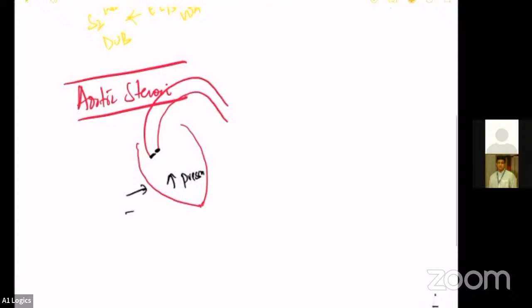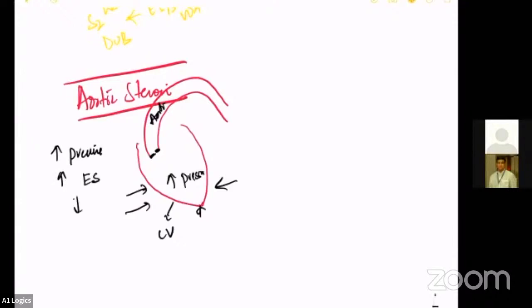Okay. So it has to do a lot of work. This is the left ventricle, and this is the aorta. Now, in aortic stenosis, the left ventricle pressure increases. So there is an increase in pressure in the left ventricle, and there is an increase in the end systolic volume.